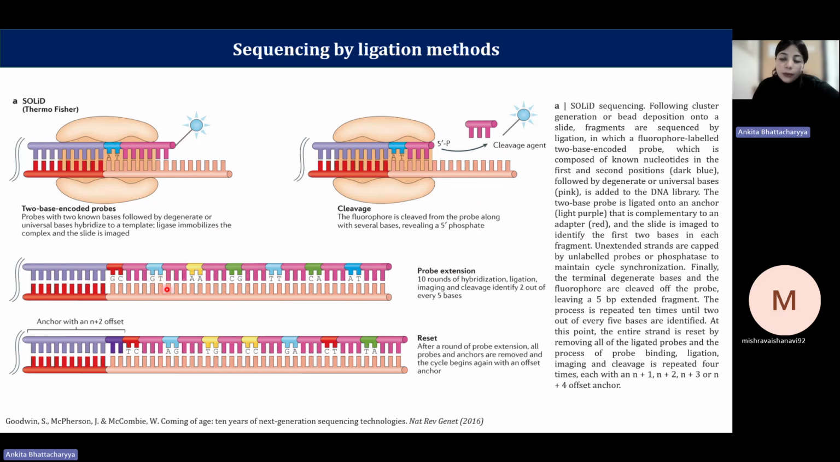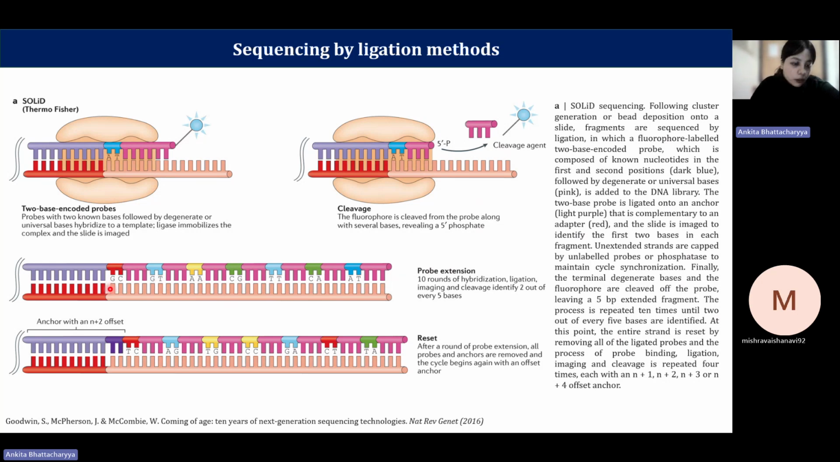It will allow only one of the possible combinations to get incorporated. So when a GT containing probe is present, it gets incorporated. When an AA containing probe is present, it gets incorporated and gives out a yellow signal. Similarly, this will keep on proceeding. So this is your probe extension.